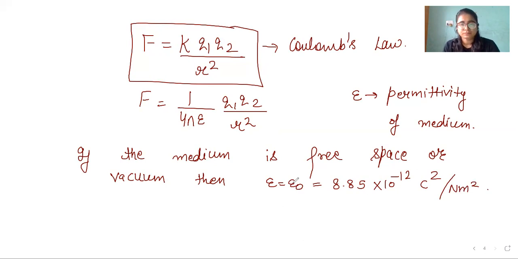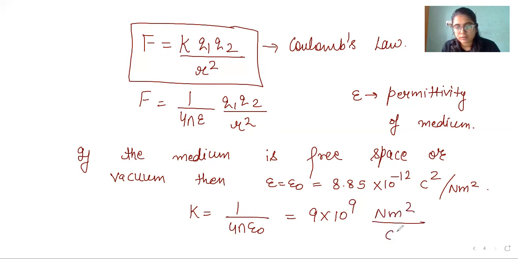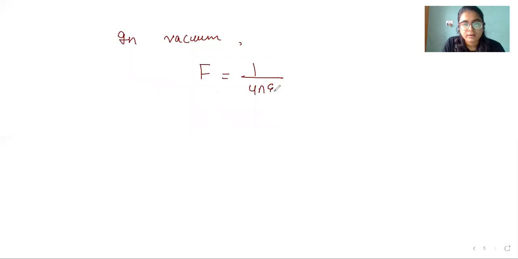Now if you put this value, K will be 1 by 4 pi epsilon naught in vacuum, and its value will come out as 9 into 10 to the power 9 Newton meter square per Coulomb square. So in vacuum, Coulomb's law can be written as F equals 1 by 4 pi epsilon naught Q1 Q2 divided by R square. I hope it is clear to you. So this is Coulomb's law.